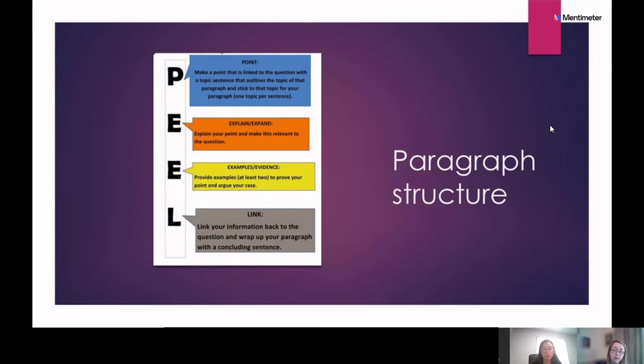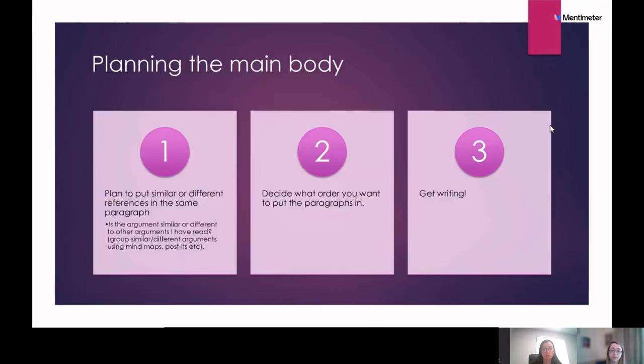And then link. Link your information back to the question and wrap up your paragraph with a concluding sentence. So it's really important to conclude each paragraph and not just leave it open. It doesn't feel finished then, so just have a concluding sentence at the end. And then planning the main body. So plan to put similar or different references in the same paragraph. Is the argument similar or different to another argument that you have read? Different arguments using mind maps and post-it notes.